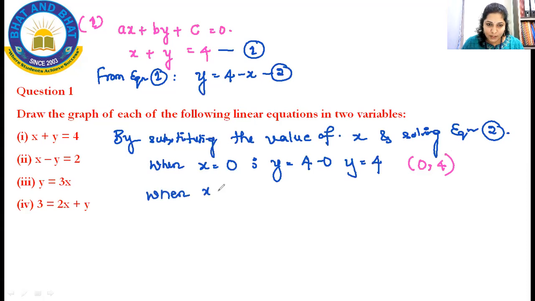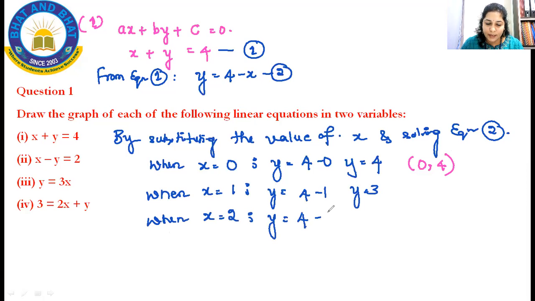When x is equal to 1, what is your y equal to? Y is equal to 4 minus 1. So y, I get it as 3. Correct? Then again I write when x is equal to 2. Okay, so what is your y? Y is 4 minus 2. So y is equal to 2. Correct? So when your x is equal to 3, what is your y? Is 4 minus 3. So I get y value is 1.